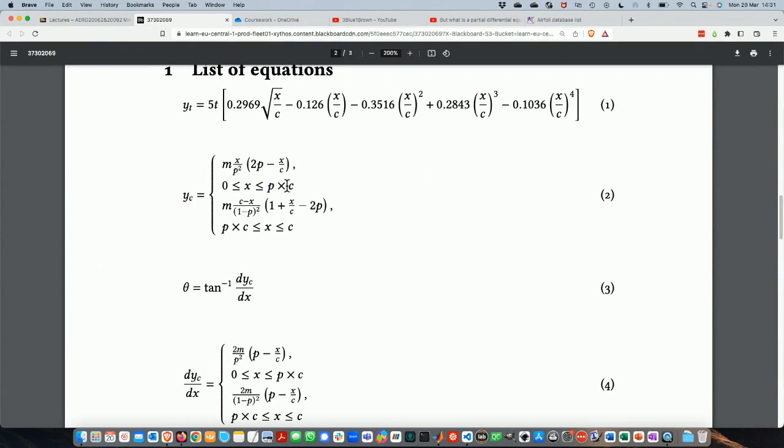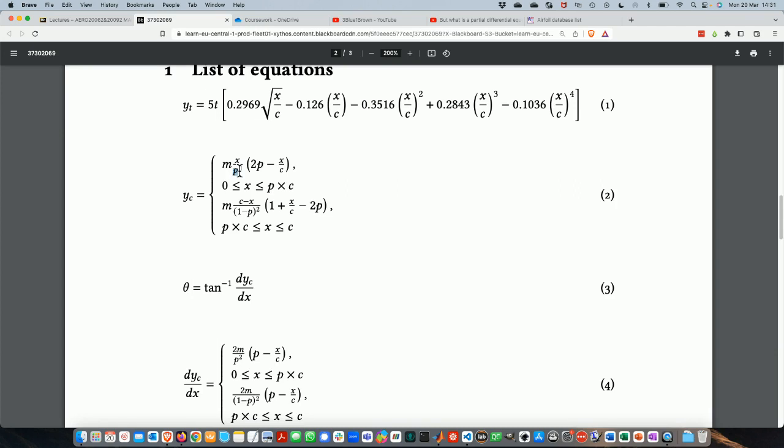So P times C. Yes. Okay, what's P? I know that C is the coordinate. Okay, C is probably the coordinate, X is probably the coordinate. P is the location of the maximum camber.